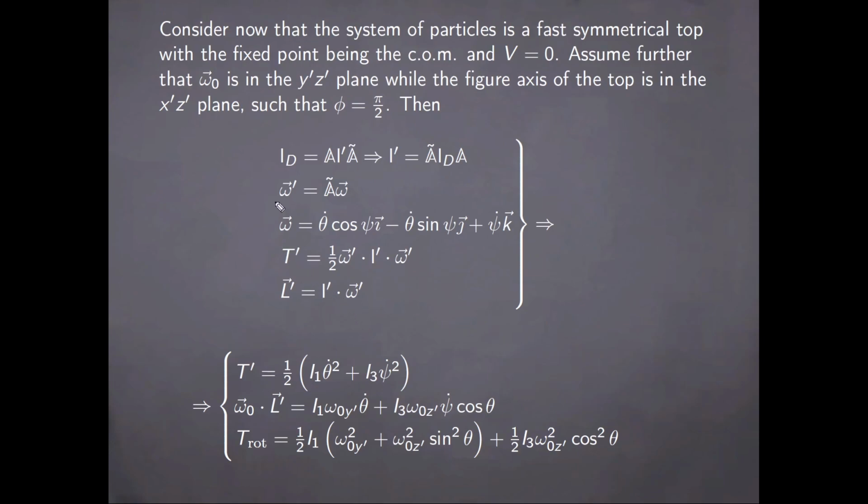Then, having this result, we can consider a system of particles that is in fact a fast symmetrical top, with its fixed point being the center of mass and the potential being equal to 0. We are assuming further that omega 0 is in the y prime z prime plane, while the figure axis of the top is fixed in the x prime z prime plane, such that phi is always equal to pi over 2.